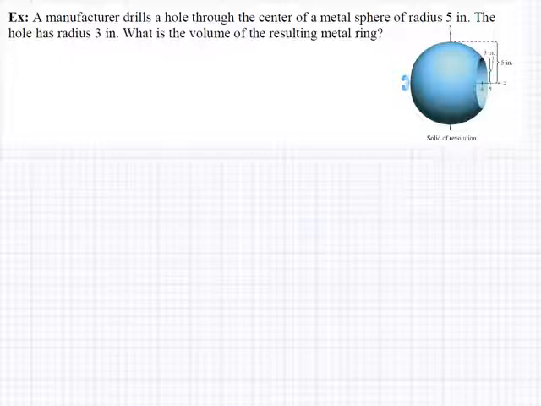Here's our final one. This one is the most complicated because we have to develop the whole system here for solving this. So what we're going to do here is model what equations would create this situation. So a manufacturer drills a hole through the center of a metal sphere of radius 5. So you have to figure out, how would I create a sphere of radius 5? And the hole has a radius of 3. What's the volume of the resulting metal ring? So you can see the picture here, sort of giving you what that would look like.